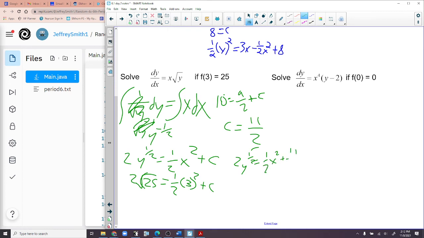Plus 11 halves. Okay, run the 2 through now. So multiply both sides by 2. Or excuse me, 1/2, right? I said 2. I meant 1/2. That's my fault. Okay, so y to the 1/2 equals what we got? 1/4 x squared plus 11/4.